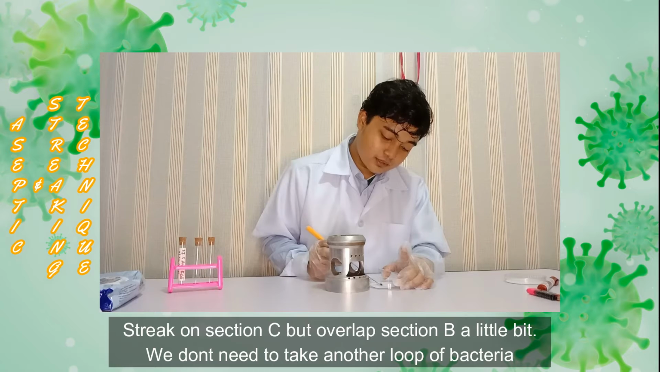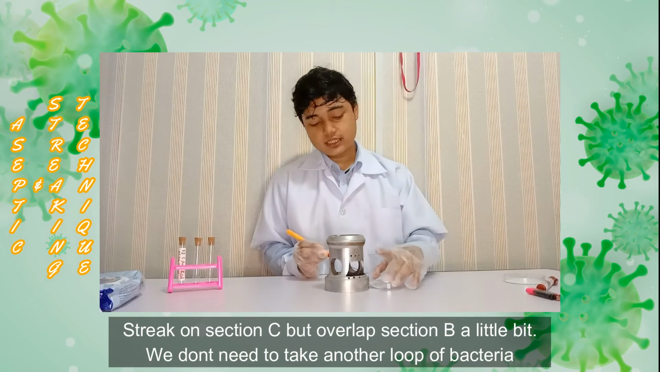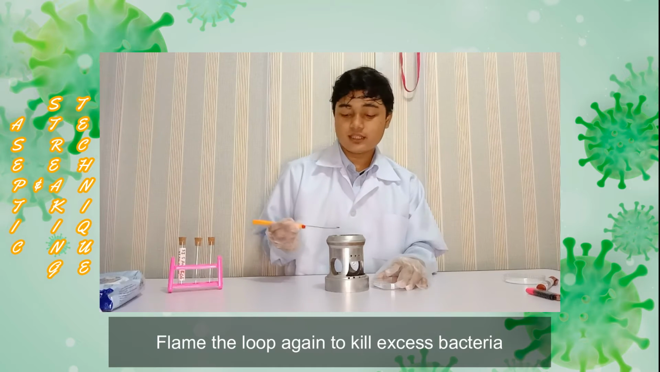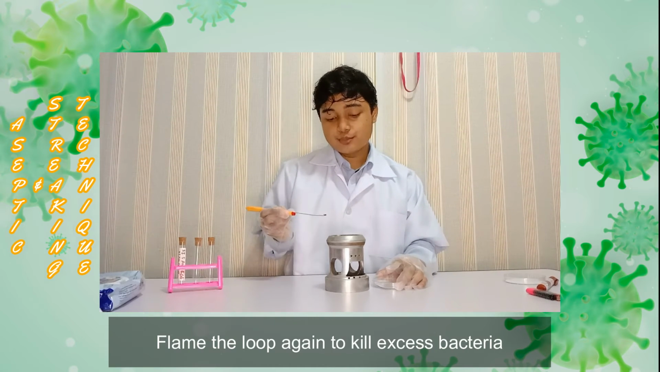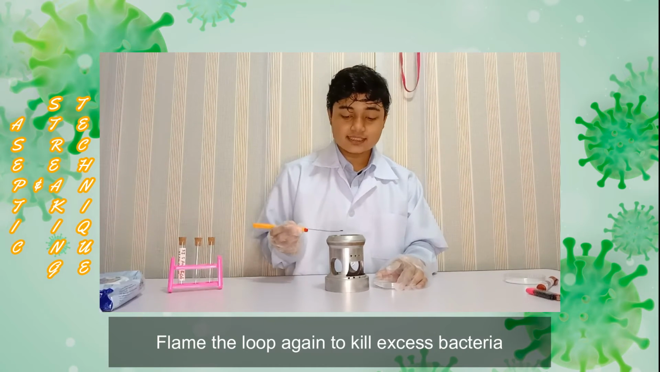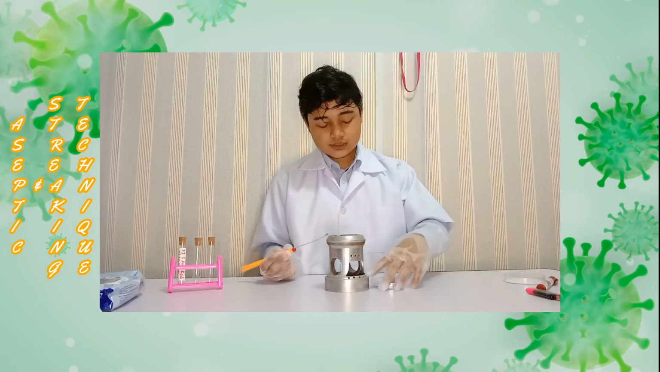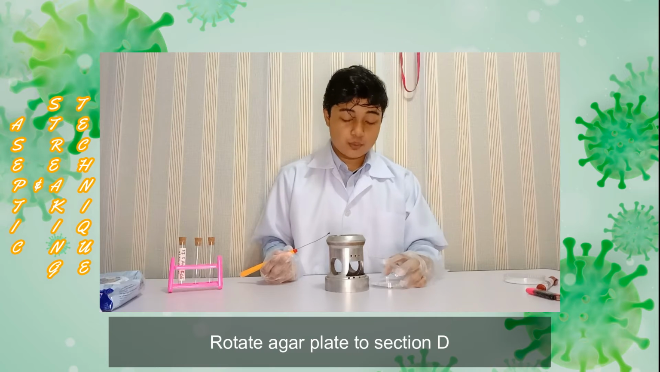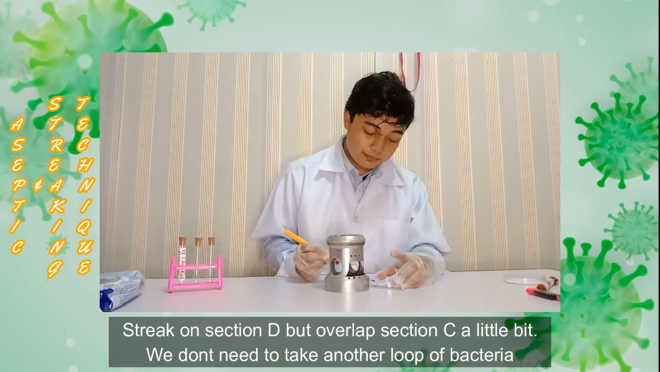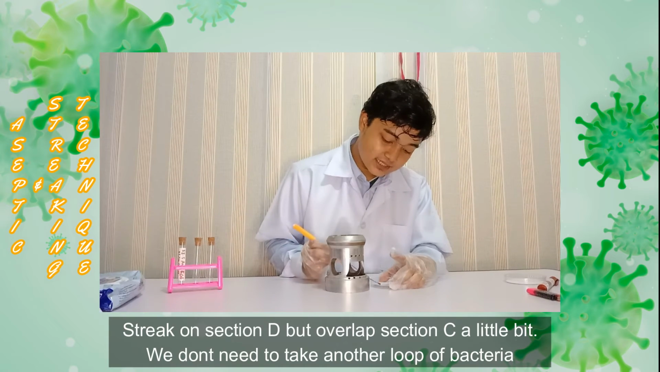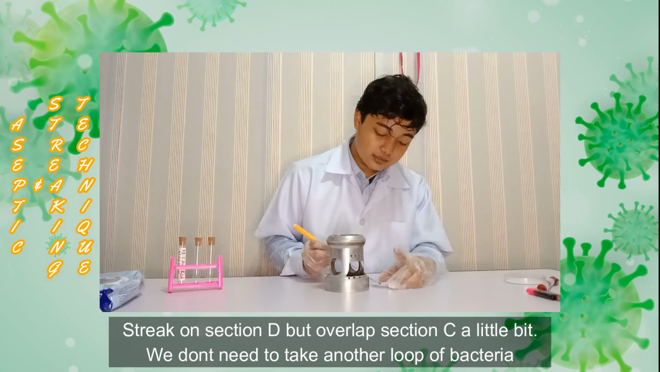Okay, done. We will close the lid again. Then we will use the flame to sterilize the loop again to make sure there are no excess microorganisms. Then the last one, which is section D, we will streak again. We will open a little bit and streak on section D and make sure to overlap section C a little bit. Okay, done.